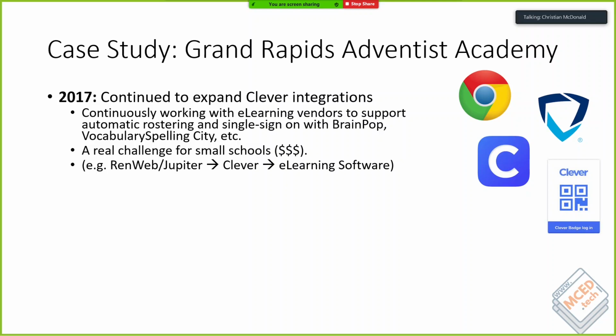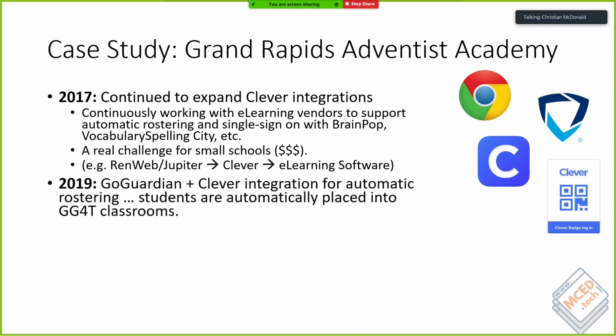BrainPop is probably one of the best companies to work with in terms of integrating with Clever, because they charge one fee that's a flat rate for the entire school, and they honor the offering through the NAD, and it's very affordable. Vocabulary Spelling City, they require a minimum seat count, a minimum number of students. So those are the two that we integrate with, and it's really nice because that data goes from RenWeb to Clever, and then it's automatically rostered in our e-learning software, so the students just log in and click on their application, and they're logged in and already rostered with their teacher in the classroom.